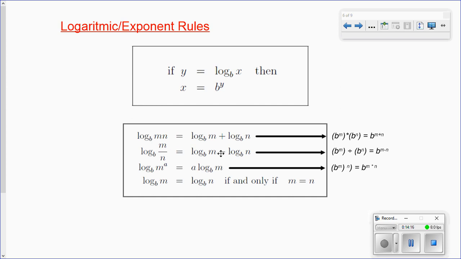Division corresponds to subtraction. The power rule is the one I just did in the last example. If I have the log of a number raised to a power, I can bring that power down. And this equality statement here: if I have an expression with two logarithms of the same base that equal each other, then we have to assume that the numbers by themselves can equal one another.